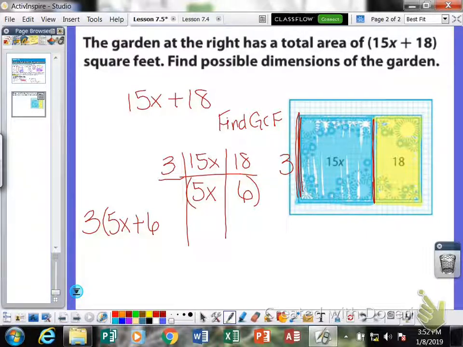But now notice that the other two widths, I have this width in purple and this width in black, and they're not the same. So how do I know which is which? Well, how do you get 15x from 3? By multiplying by 5x, and then 6 for the 18. So those are your dimensions. I have a length of 3 and a width of 5x, and a length of 3 and a width of 6 to get my 18. So there's your dimensions for your garden.